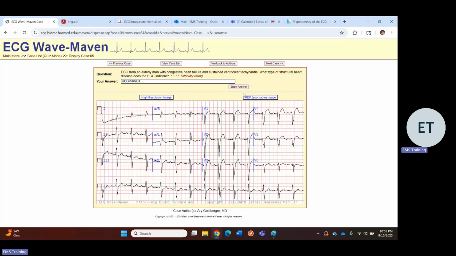I have no idea what else to say, because there is slight axis deviation, delayed R wave progression. There's a left bundle branch looking EKG.